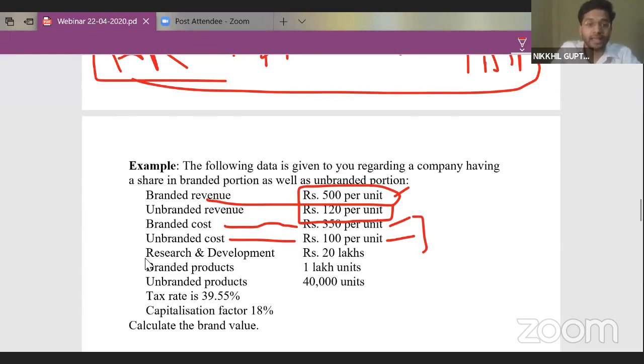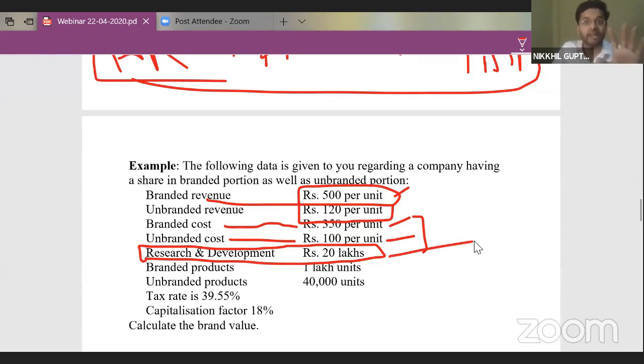So guys, then there is research and development cost. I'm assuming that it is on account of research and development activities only, because if a question on brand valuation gives you research and development cost, then you have to assume that it is related to the brand only. So we are developing our brand, because of that we are incurring expenditure.